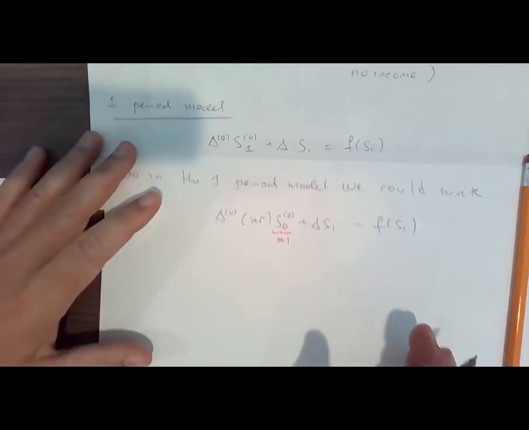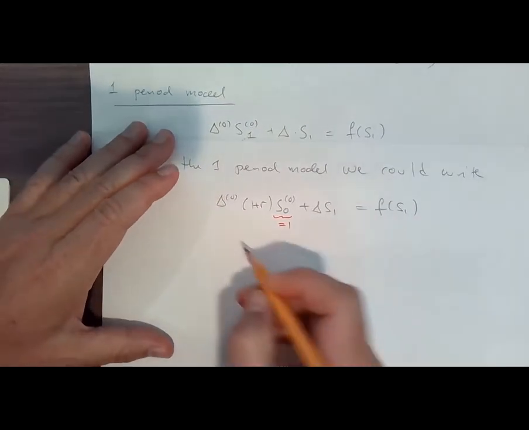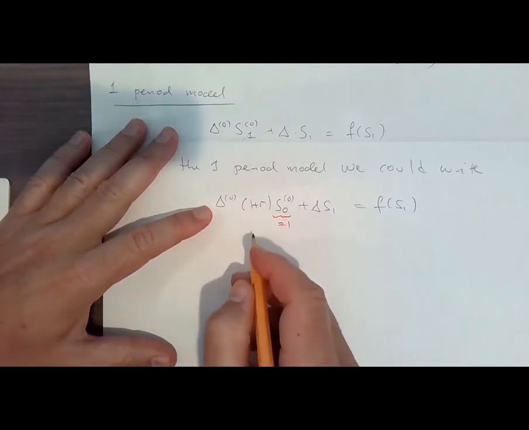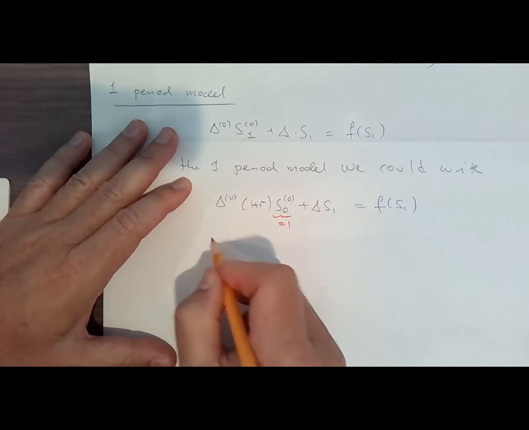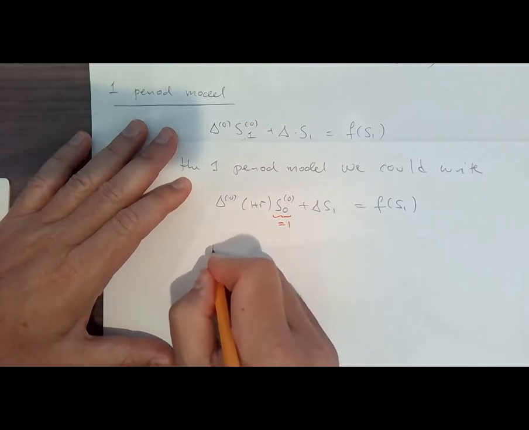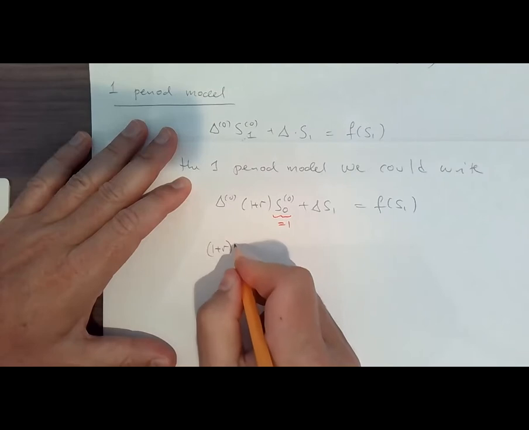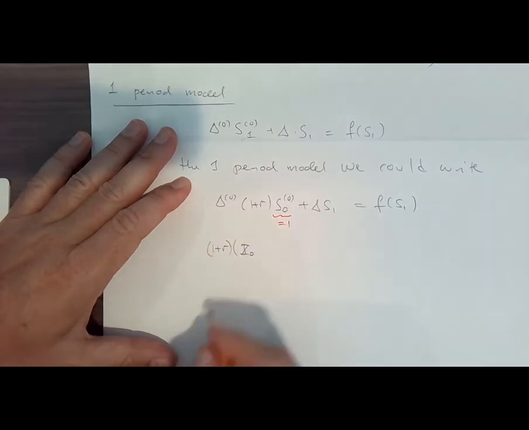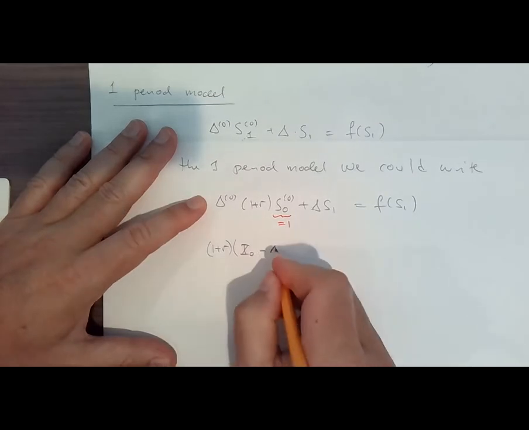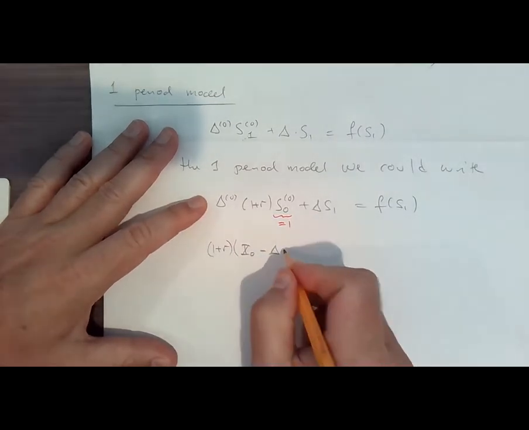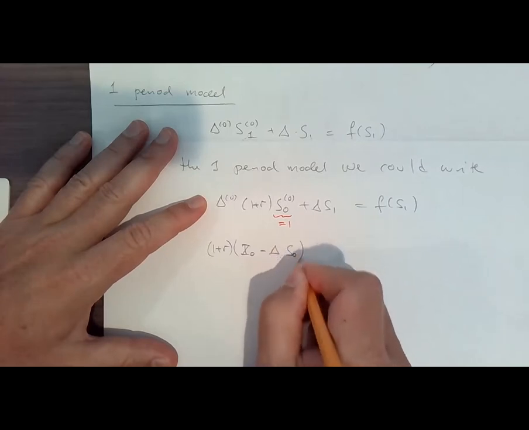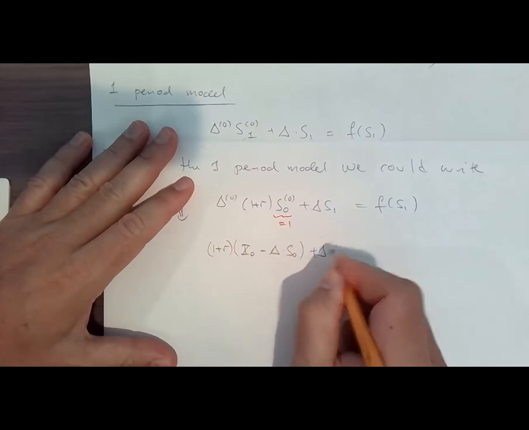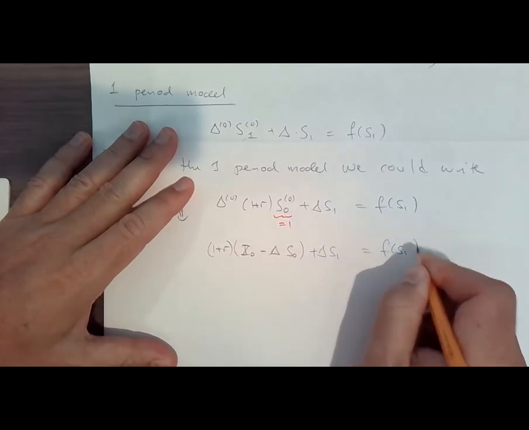And then you can play exactly the same game as before. You can say that instead of keeping track of the number of shares in the bank, what I want to keep track of is, so 1 plus R goes outside, and so here I'll have my initial wealth, and then there'll be a change. So it'll be the number of shares times the stock price. Right, so this here is the same as saying that this thing plus delta S1 is f of S1.